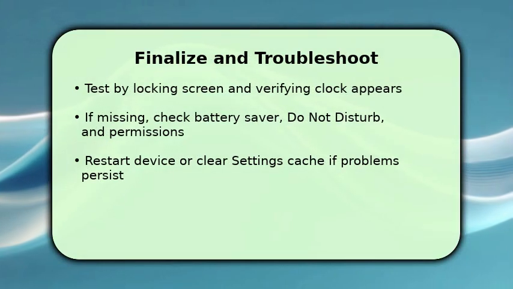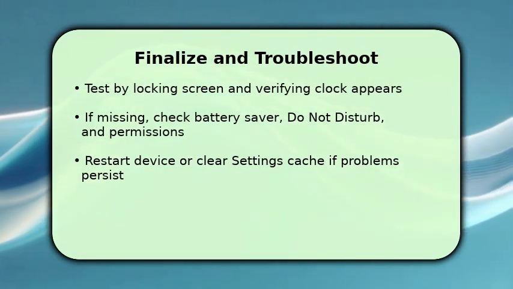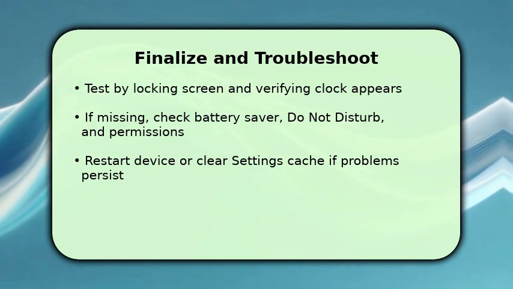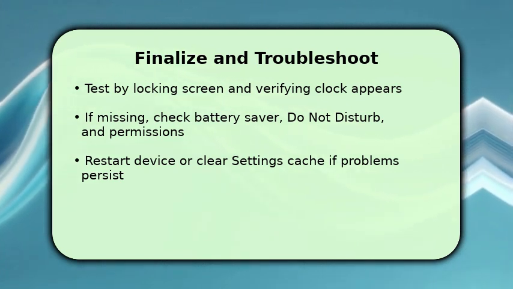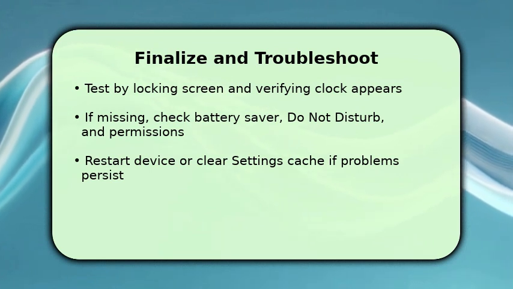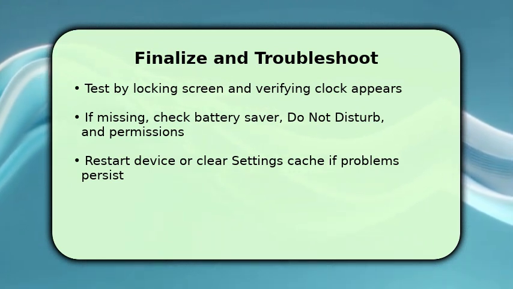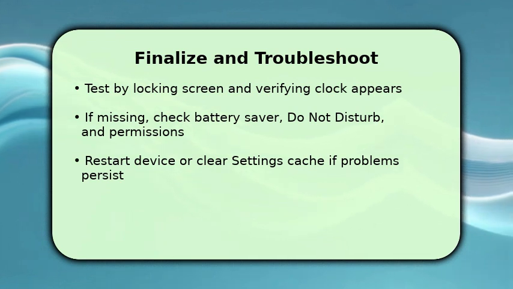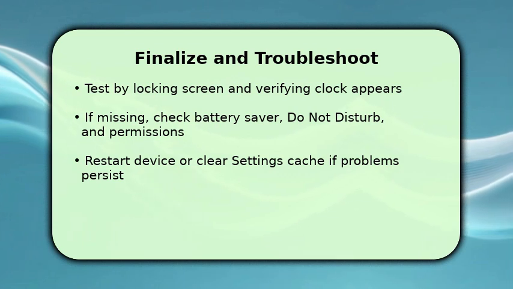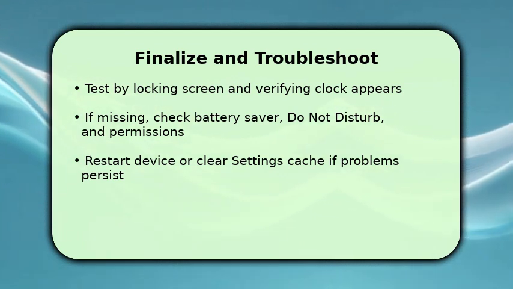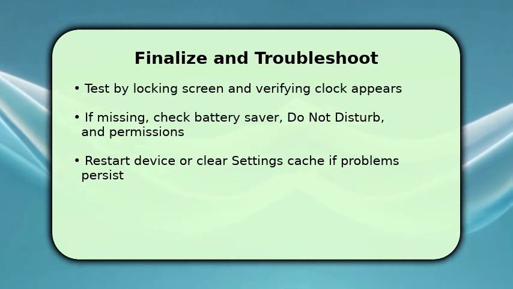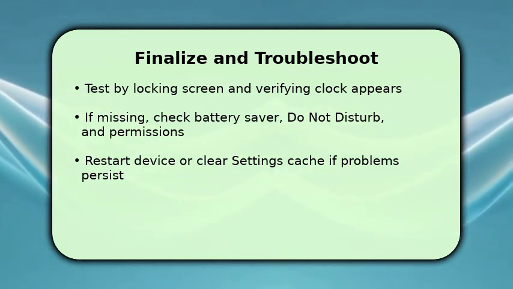You finish by testing. Lock the phone and confirm the clock displays correctly across chosen schedules. If the clock is missing, check battery saver, do not disturb, lock screen notification settings, and app permissions because those commonly block background display. If issues persist, restart the phone, toggle the feature off and on, or clear settings app cache to reset options. One key tip: temporarily disable aggressive battery optimization to verify whether the system is stopping the clock from running in the background.